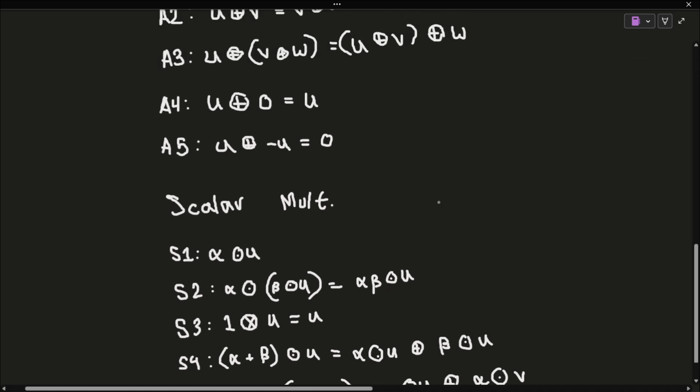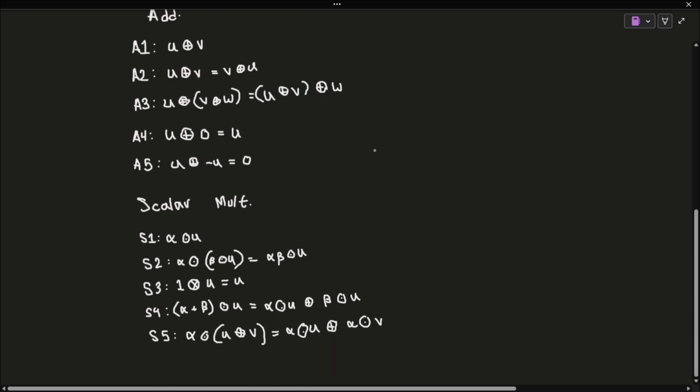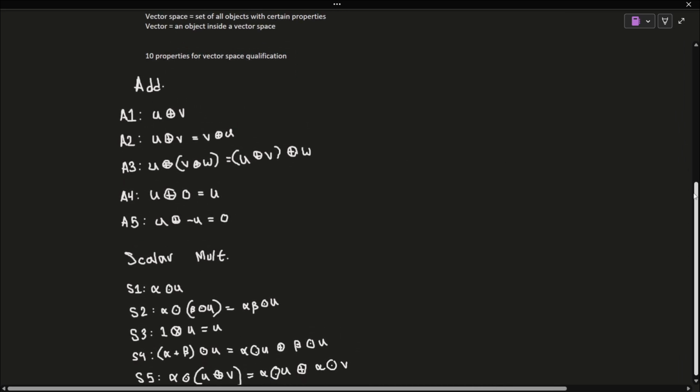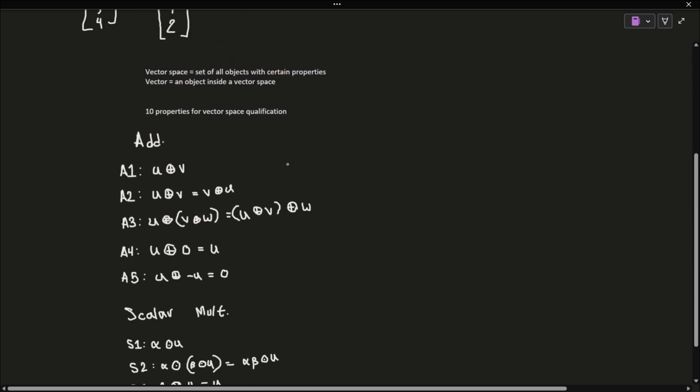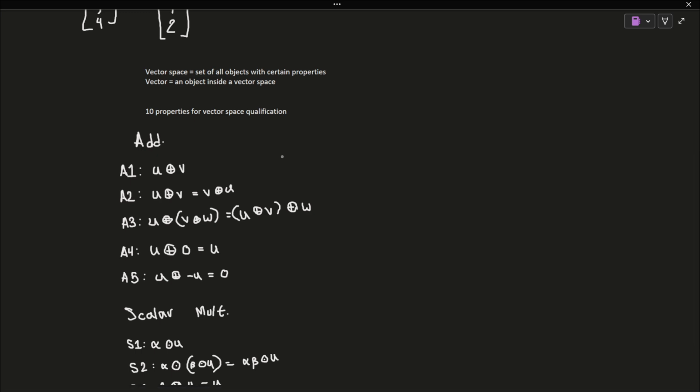And so these are the 10 conditions that you need to have for a vector space. And so even if one of these does not work, then you don't have a valid vector space. Only if all 10 work, then this would be a valid vector space. Okay, and remember the vector space is just a set of all objects that have these properties.